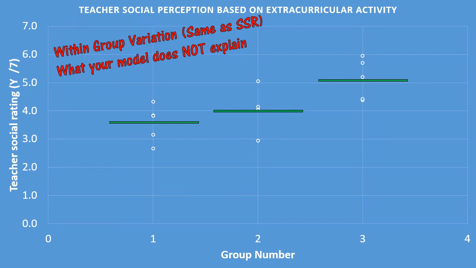Now, the within group variation, that is the same as the SSR. That is what your model does not explain in your data. So your between group variation is what is explained, and your within group variation is what is not explained. And you're going to see that in a second here. So that's what's left over. So if I'm saying the groups are what explain the variation in the data, then the variation within each group is going to be the part I still can't explain. So why is there difference within the groups themselves?